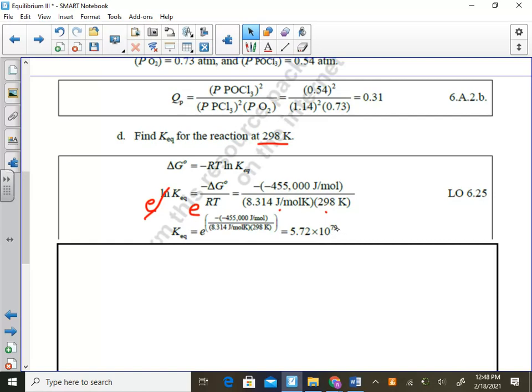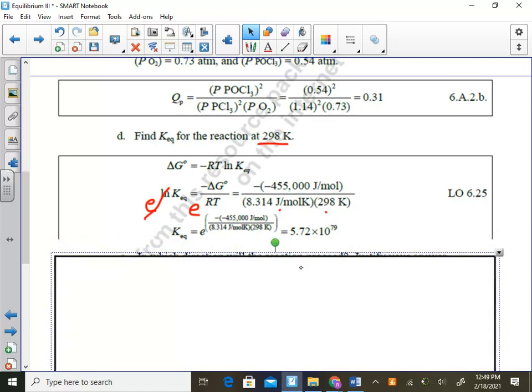Now, is this what we would expect? Did we expect a really big positive number? When you have a negative delta G, yes, you expect a positive number for K, always a positive number for K, but this number is much greater than 1 because we have a negative delta G.